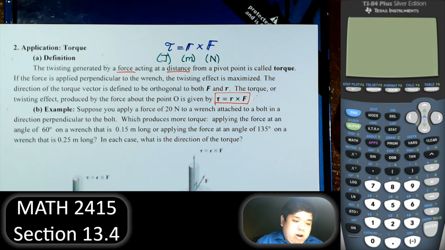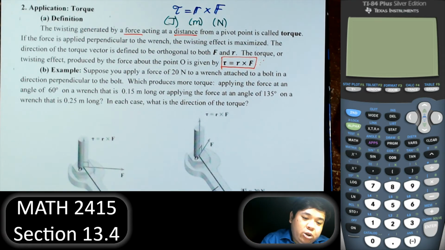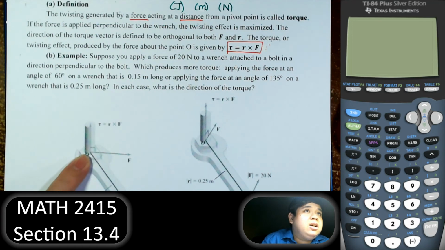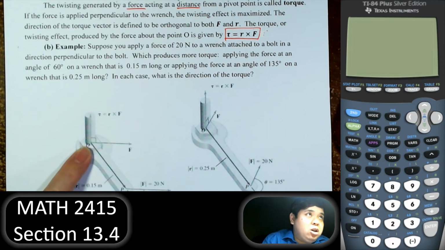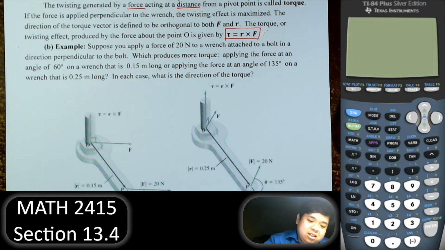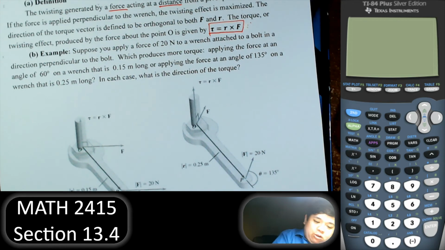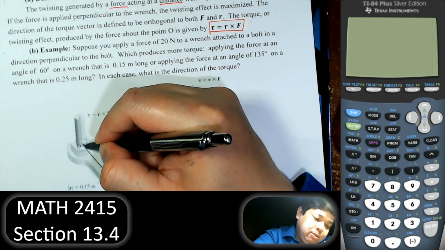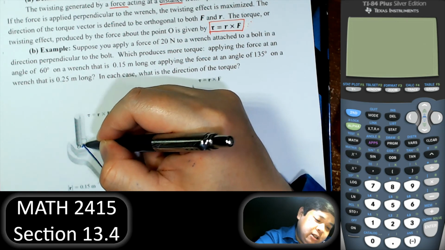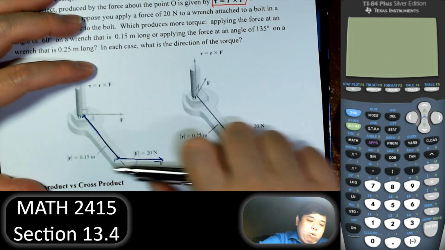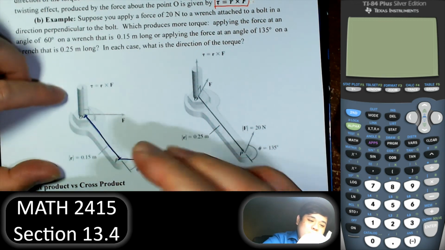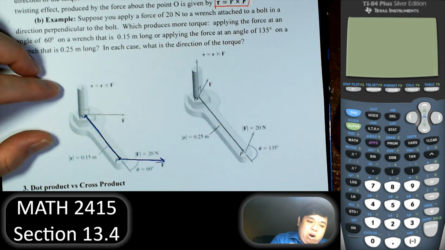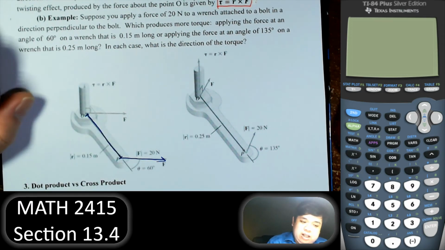Right. Suppose you apply a force of 20 Newton with a wrench to a bolt, in a direction perpendicular to the bolt. Which produces more torque? First you apply the force at a 60-degree angle, so it is like this, in this direction, at the point that is 0.15 meter away from it. So we try to pull in that direction. The torque is of course determined by the right hand rule. It's going to go up in that direction.